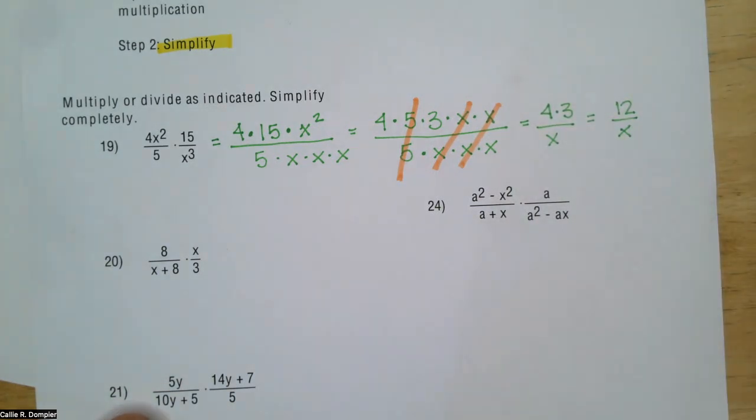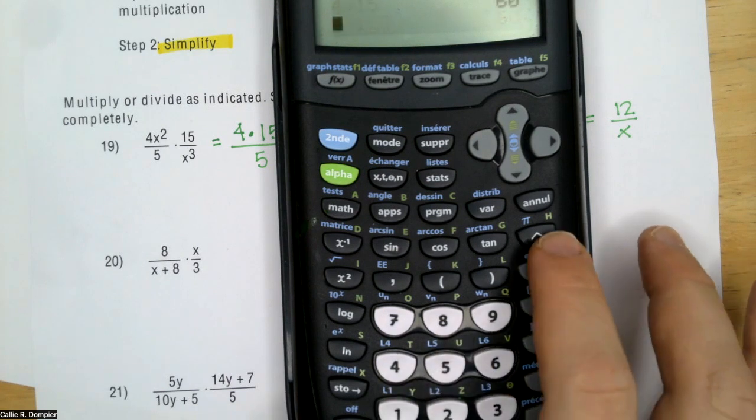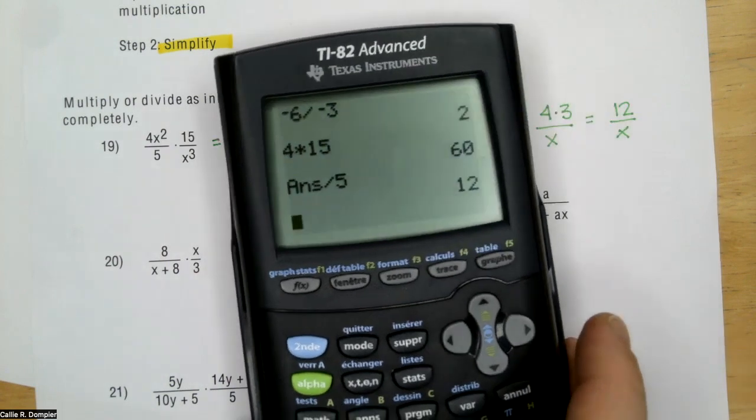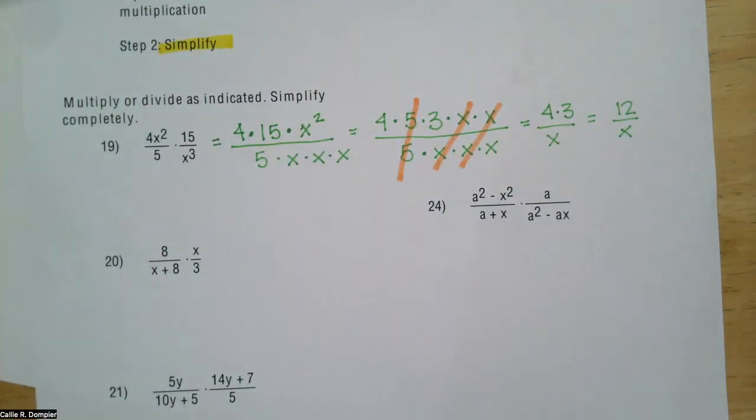12 over x. If we had done 4 times 15 divided by 5, we would have also got that. Oh, sorry. 4 times 15 is 60, divided by 5 is 12. So we would have gotten that 12 anyway, but you don't need to do it, okay?